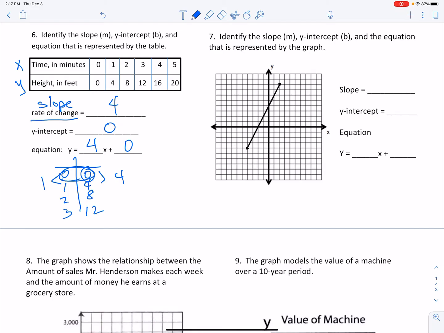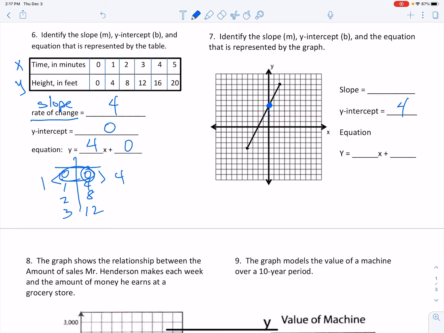Now, in number 7, we're doing the same exact thing, but this time we're doing it from a graph. On a graph, it's easier to find the y-intercept first, because the y-intercept is the point at which it crosses the y-axis. So in this case, it's 1, 2, 3, 4. So our y-intercept is 4.